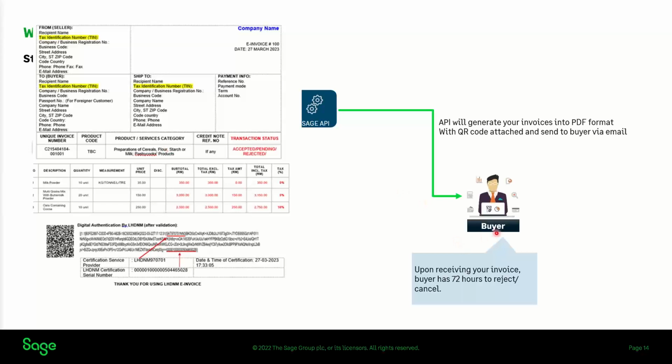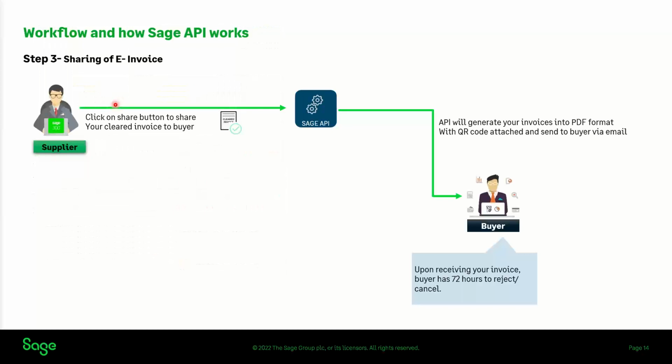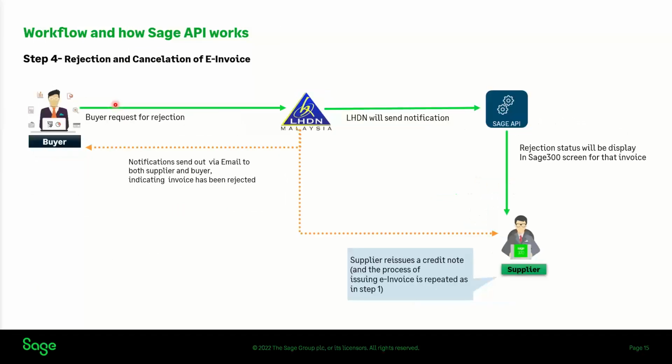And what if my buyer found within my e-invoice in here that there is an error and needs to reject this? We will see this in the next step. Step 4 for the rejection and cancellation of e-invoice.